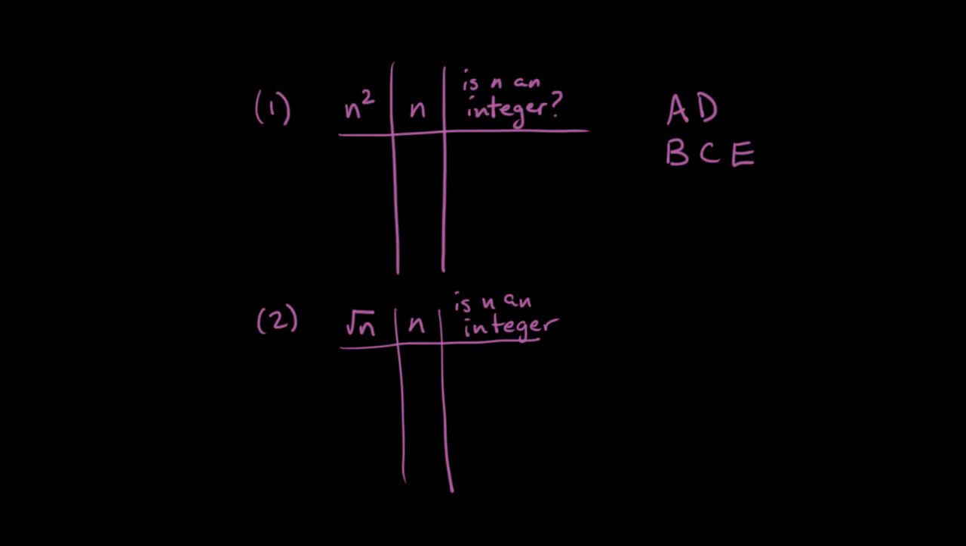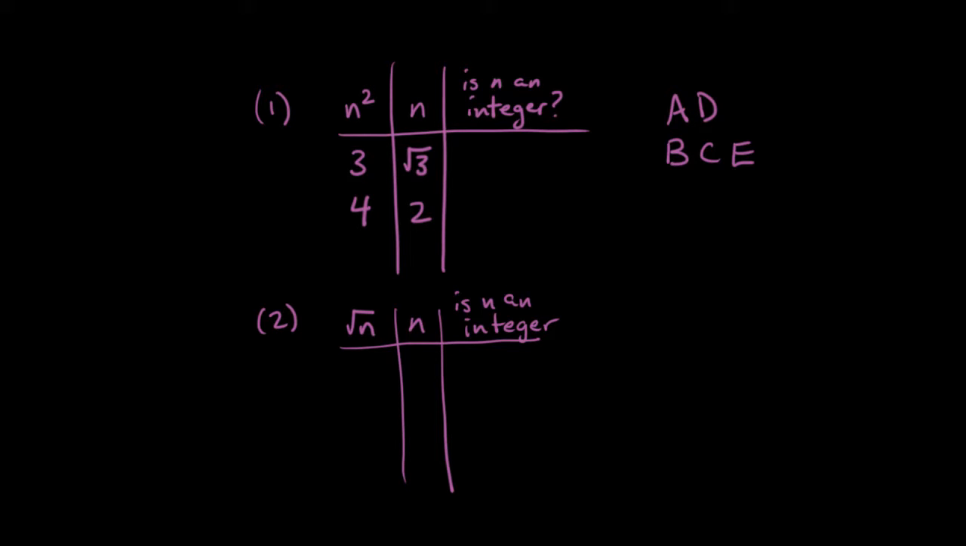Statement 1 tells me that n squared is an integer, like 3 or 4. If I square something and I end up with 3, that means I must have started with the square root of 3. So if n squared is 3, then n is the square root of 3. And likewise, if n squared is 4, then n is 2.